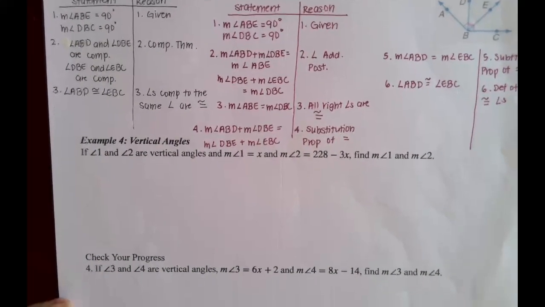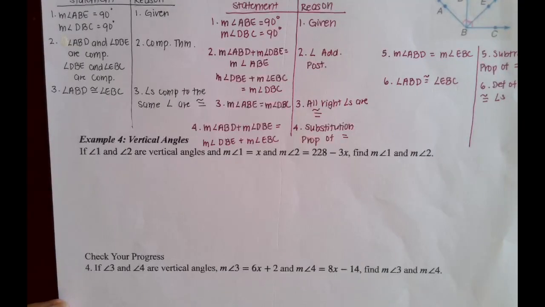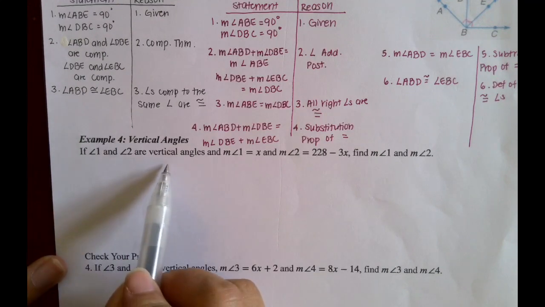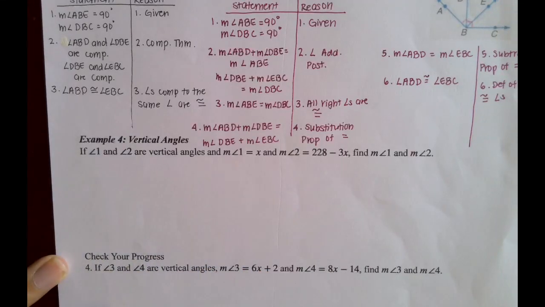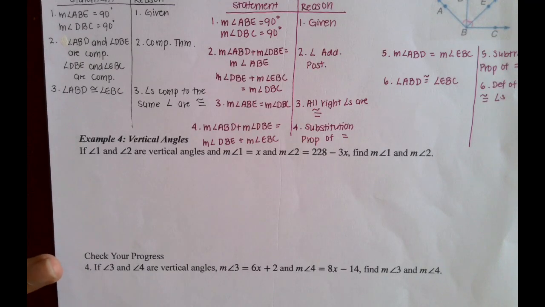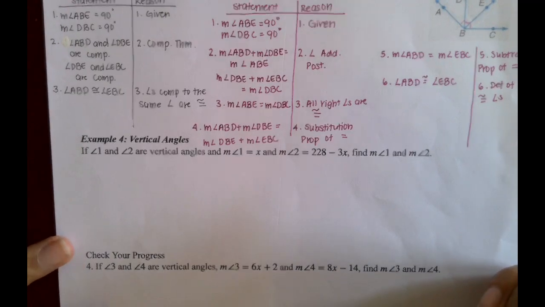So our last example is example 4 here, which is vertical angles. Here we're told that angle 1 and angle 2 are vertical angles. The measure of angle 1 is x, and the measure of angle 2 is 228 minus 3x. We want to find the measure of angle 1 and the measure of angle 2.